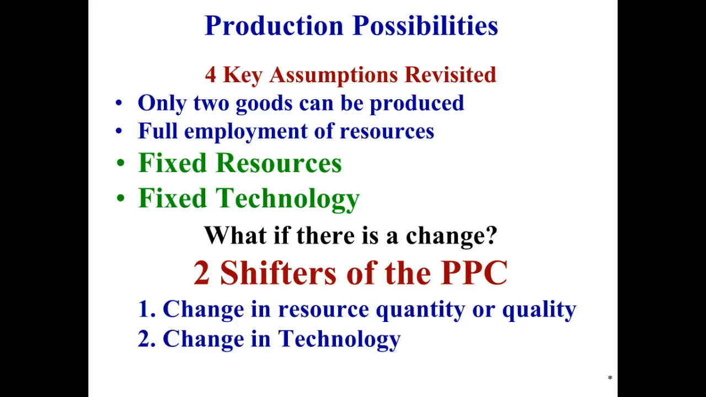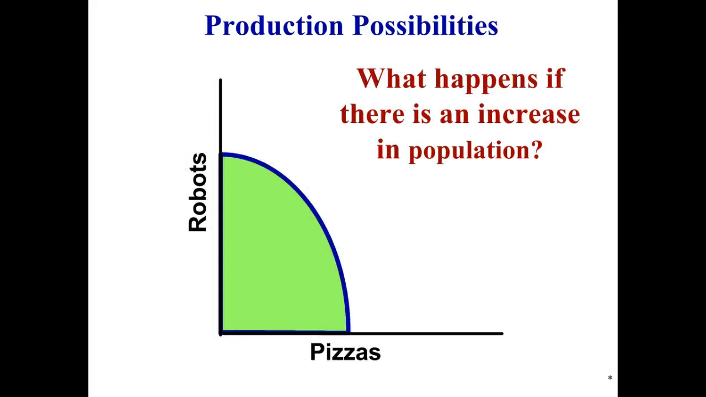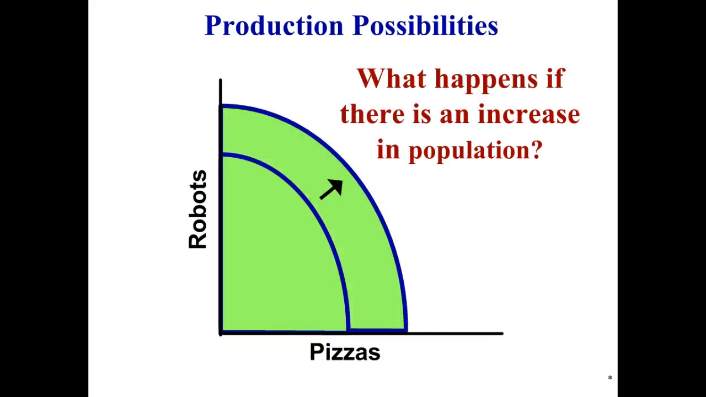And that is that resources will change, like in quantity or quality, and that we may have a change in technology. So here's an example, robots and pizzas again. So what happens, for instance, if there is an increase in population? What would you expect to happen in this particular society? This would happen. We would see that the production for robots and pizzas, both things, would actually increase because we have got an increase in resources.